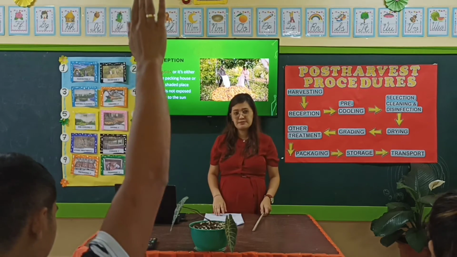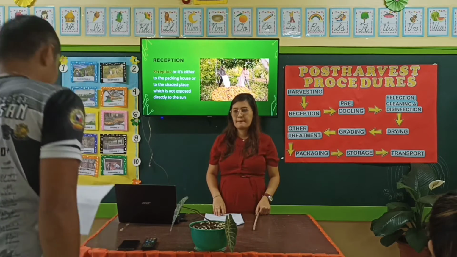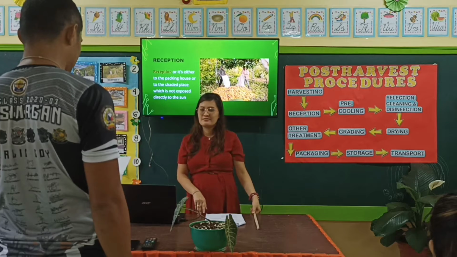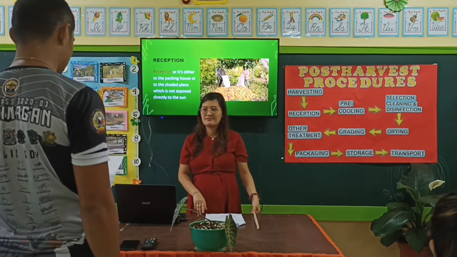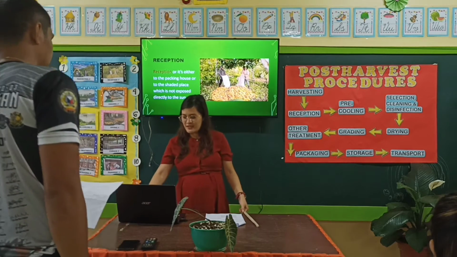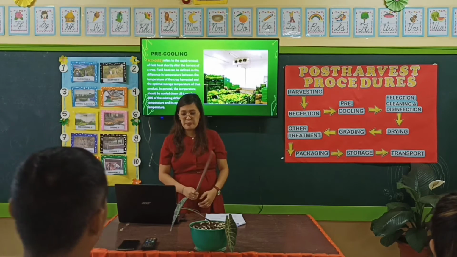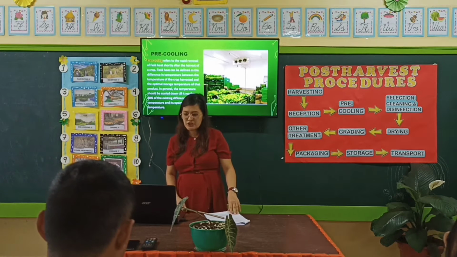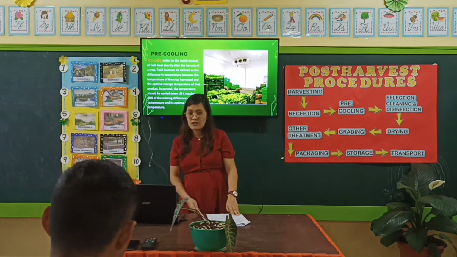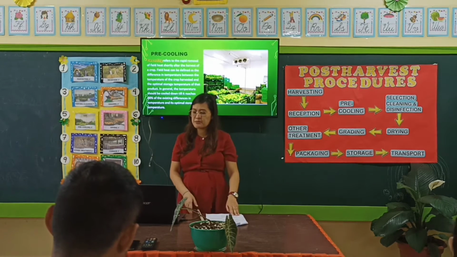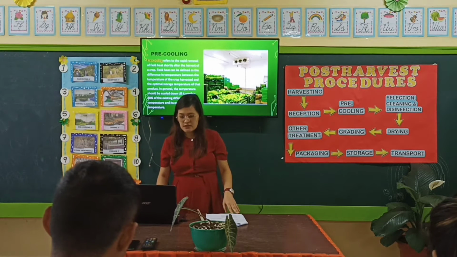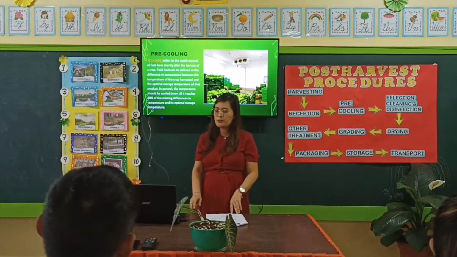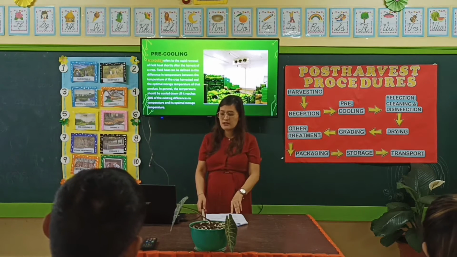Okay, Max Jikel? Pre-cooling is the removal of the harvested produce from the field so that it will not be exposed to direct sunlight or high temperature. Yes, that's right. So pre-cooling refers to the rapid removal of field heat shortly after the harvest of a crop. So field heat can be defined as the difference between the temperature of the harvested crop and the optimal storage temperature of that product.